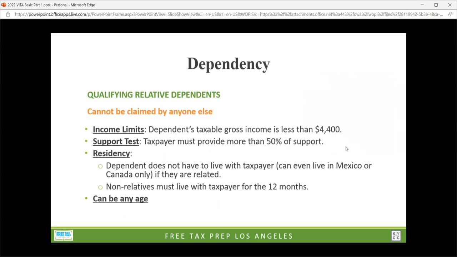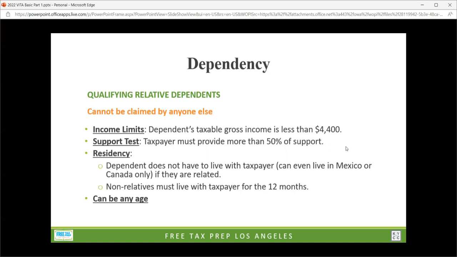Now let's talk about the other dependent type, the qualifying relative dependent. Same thing, they cannot be claimed by anyone else. We need to go through the requirements, for example, income limits. For the qualifying child, there's no income limit. For the qualifying relative, there is an income limit. The dependent's taxable gross income should be less than $4,400.